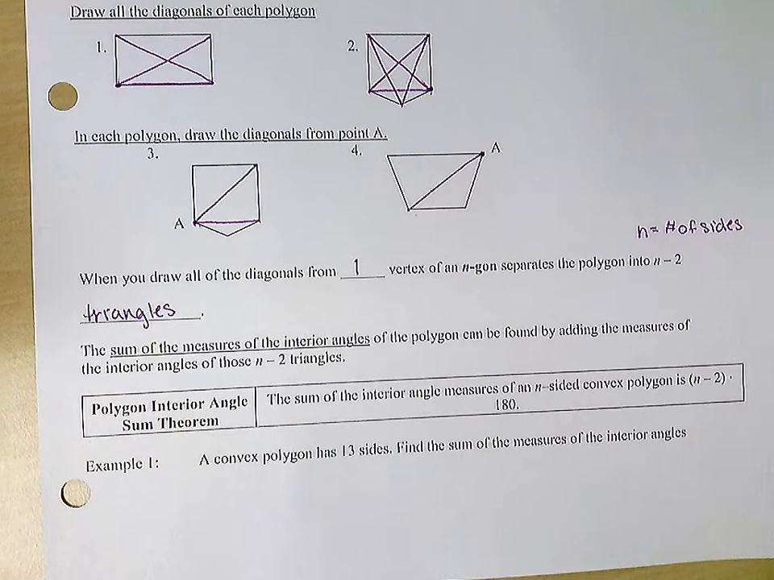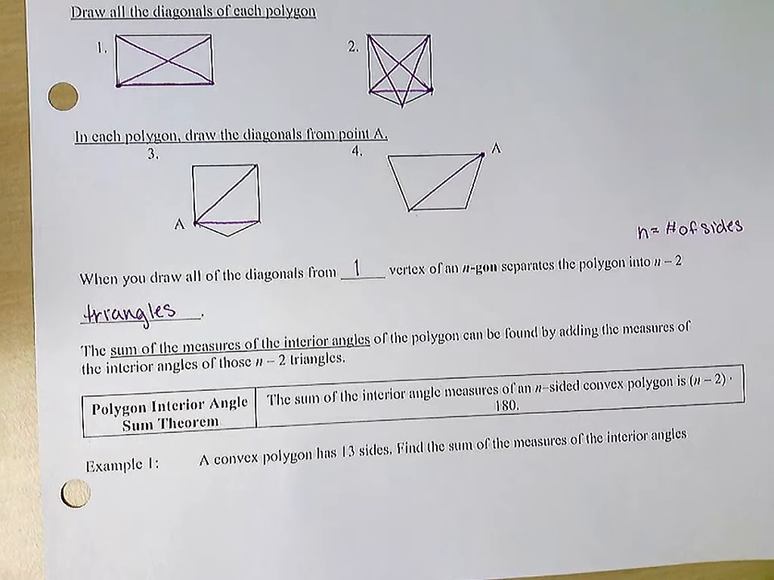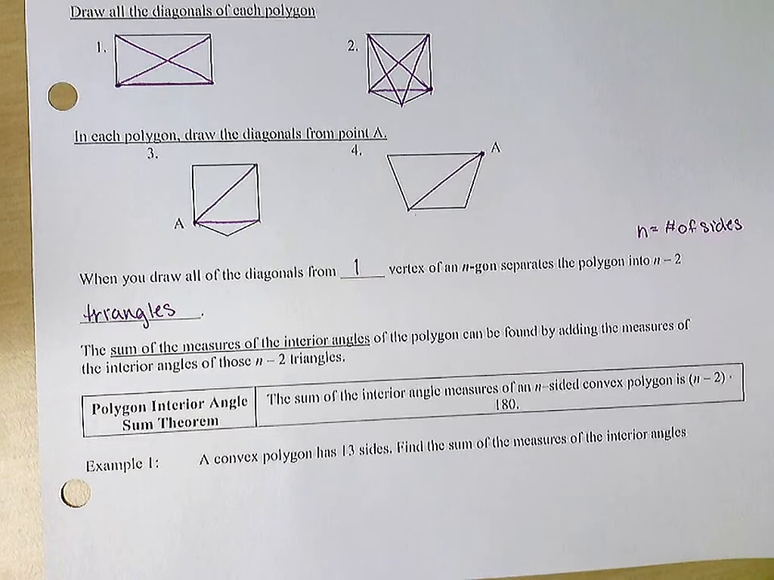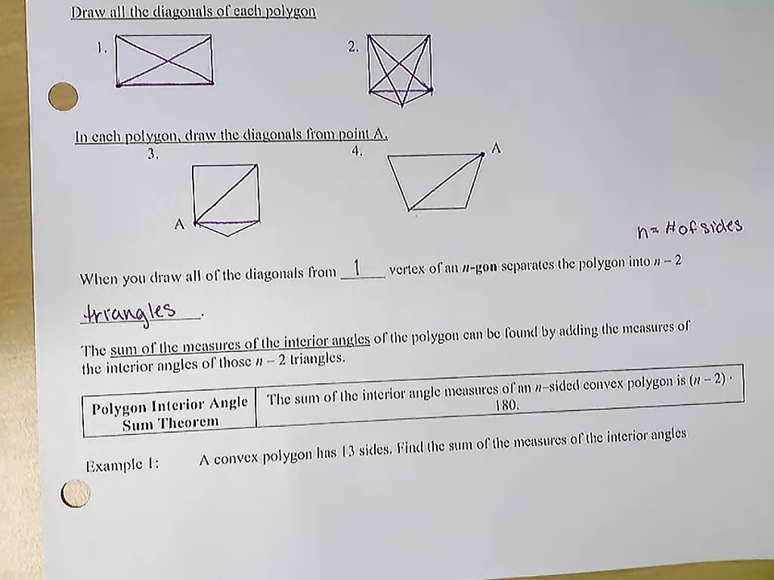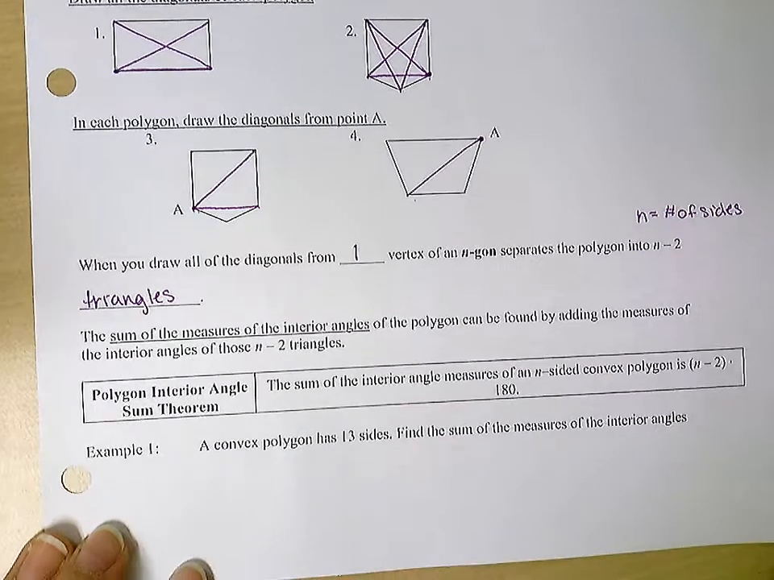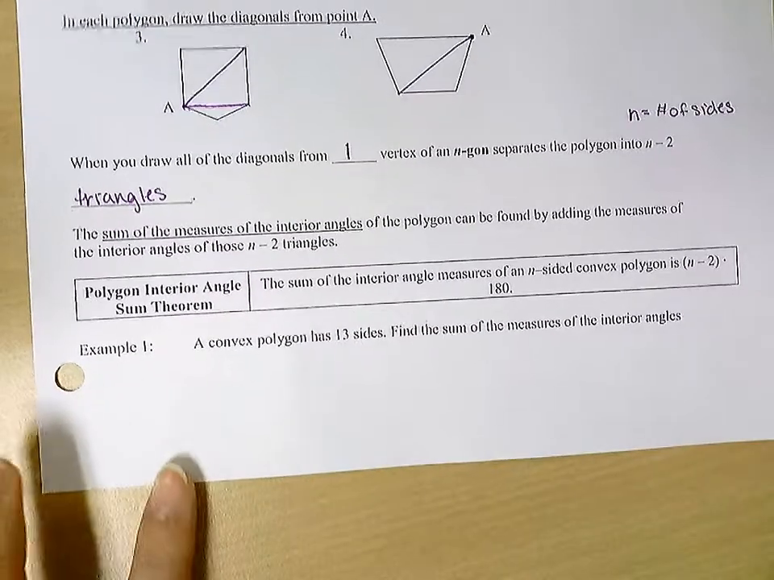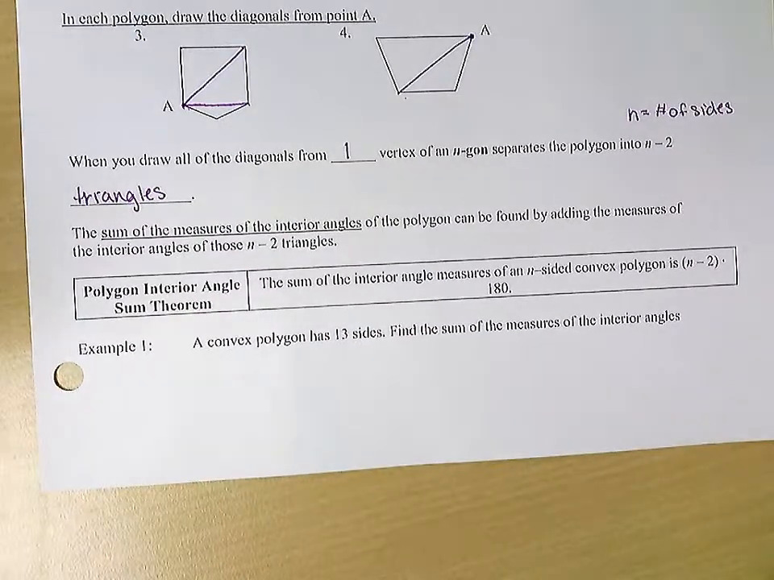Okay, so that's true for any sized polygon. Okay, you draw in all of the diagonals from one angle. It splits it into n minus 2 triangles. Okay, we use that to help us find the interior angle sum, which is what we're going to go over next. So the sum of the measures of interior angles of a polygon can be found by adding the measures of the interior angles of those n minus 2 triangles.